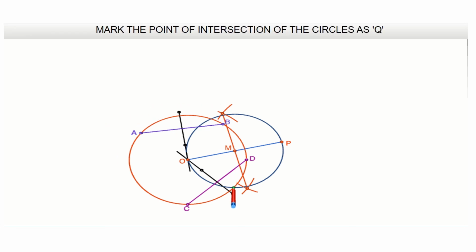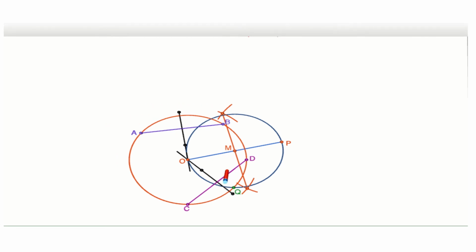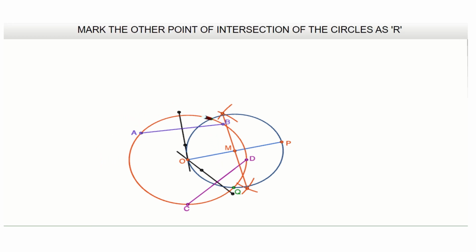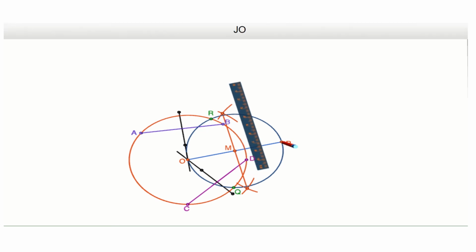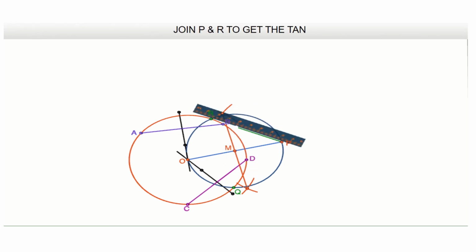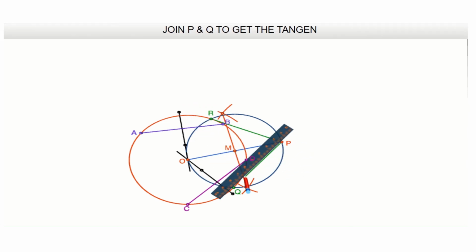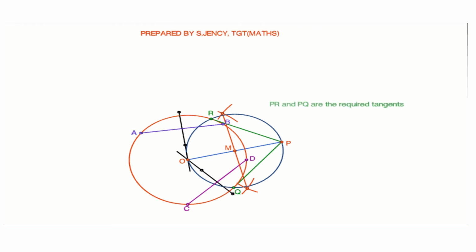Now, this red circle and the blue circle are intersecting at a point Q, and there it is intersecting at a point R. Now I am going to join PR and PQ. So PR and PQ are the required tangents.